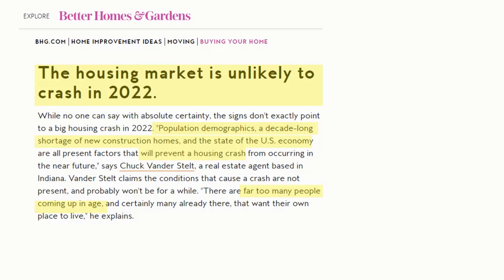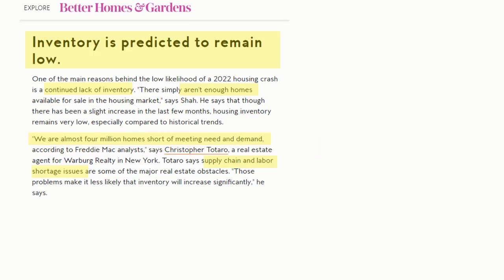And so the article closes out talking about how inventory is predicted to remain low. We anticipate that because there are not enough houses. So are we going to have all that competition when you're going out and looking for a house? No, hopefully not. Hopefully we're going to slow that down a little bit, and that's a good thing.